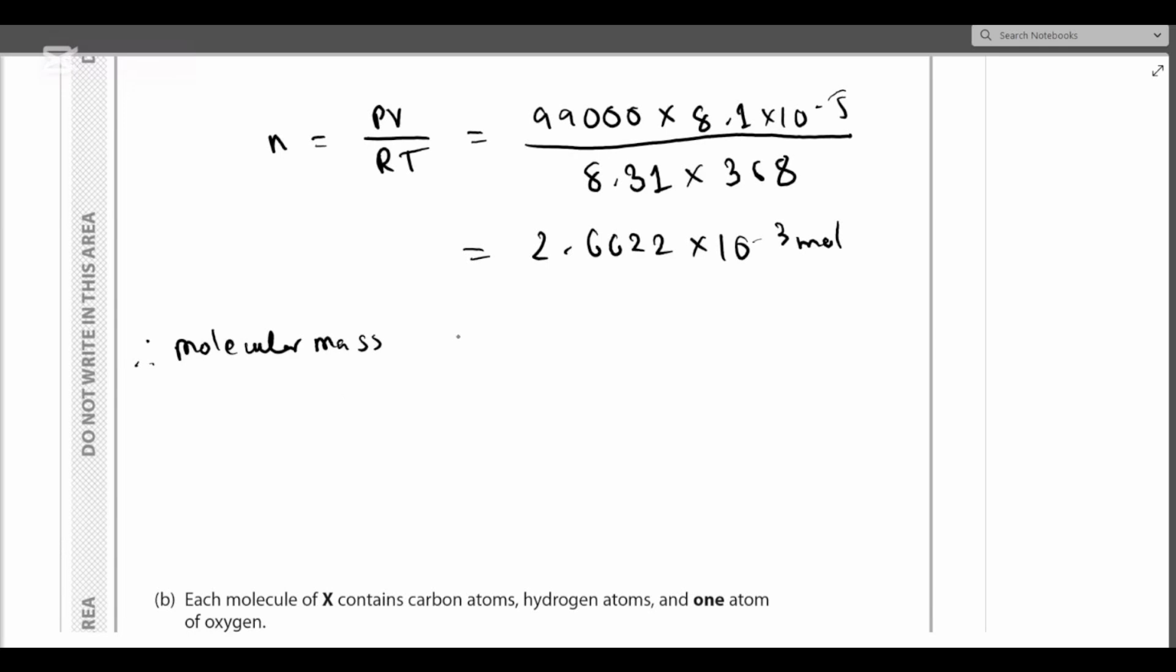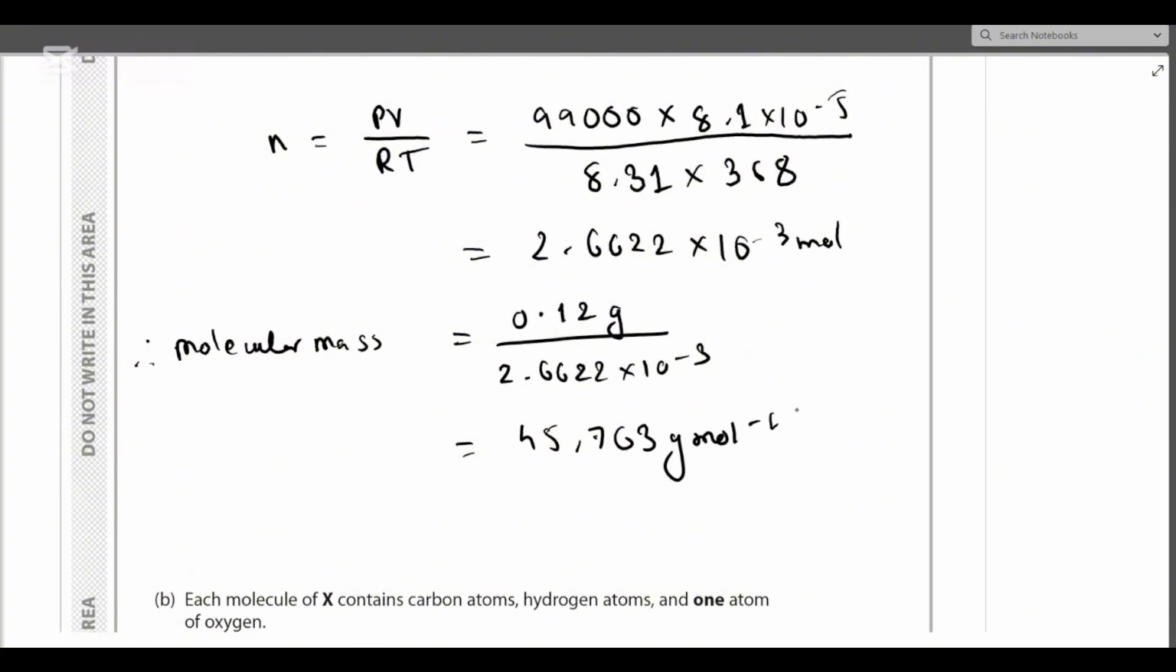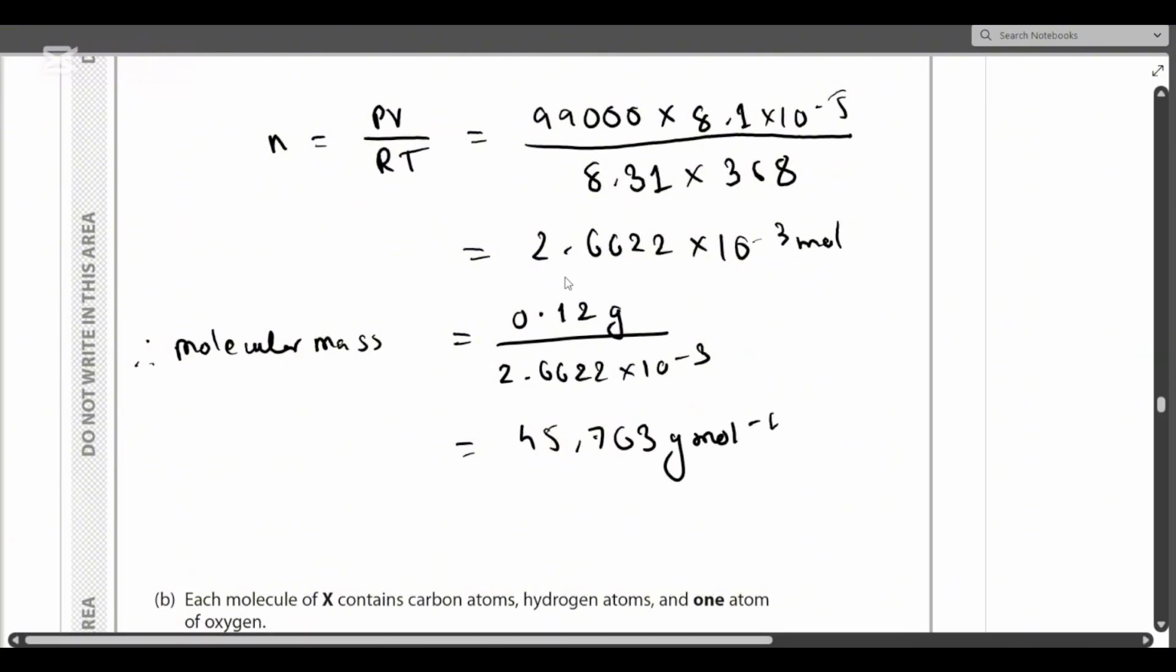Now, to find the molecular mass is pretty simple. All we need to do is divide the mass with, of course, the moles provided here. Now, we know the mass is 0.12 grams down here, with 2.622 times 10 to the minus 3. If we divide that, we tend to get our molar mass, which is about 45.763 gram per mole. So that is the molecular mass of liquid X.